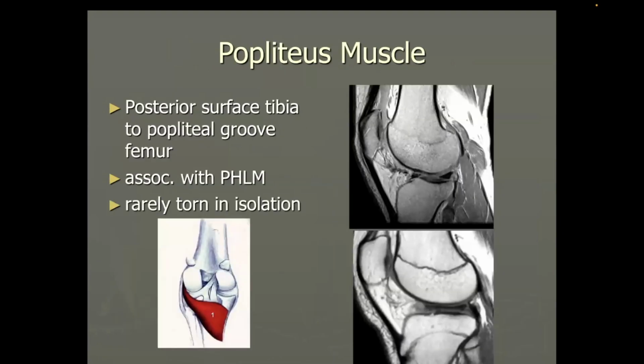What about the popliteus muscle? Again, it starts on the posterior surface of the tibia and attaches up onto the popliteal groove on the femur. It's associated with posterior horn lateral meniscus tears, and it's rarely torn in isolation. Here you can see an example of your popliteus here. Here's an example of the popliteus being torn and absent in the setting of a lateral meniscus that's intact.